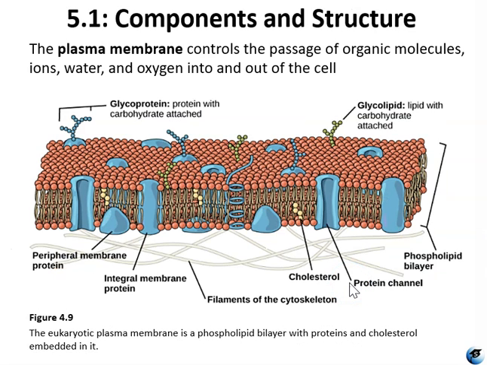So again, the plasma membrane is the thing that separates the internal part of the cell from the external surrounding environment. And it also controls the passage of organic molecules, ions, water, oxygen, all that kind of stuff into and out of the cell. So all of that movement in and out of the cell is controlled by the plasma membrane. And that includes waste, right? So carbon dioxide, ammonia, those kind of things, they leave the cell passing through the plasma membrane.